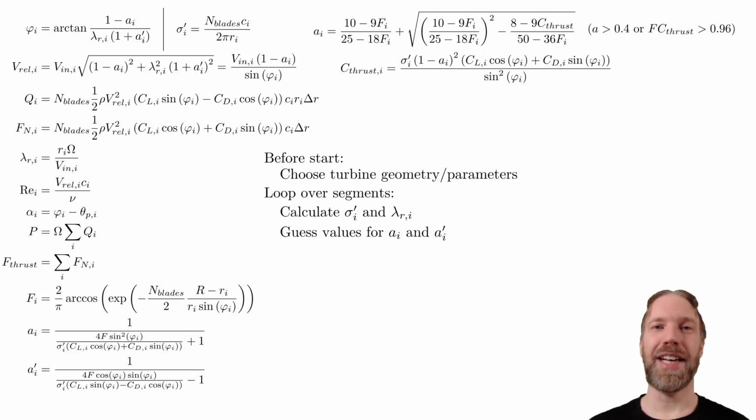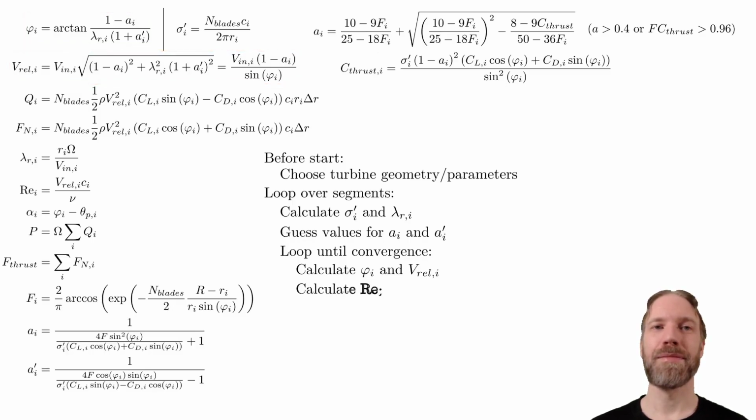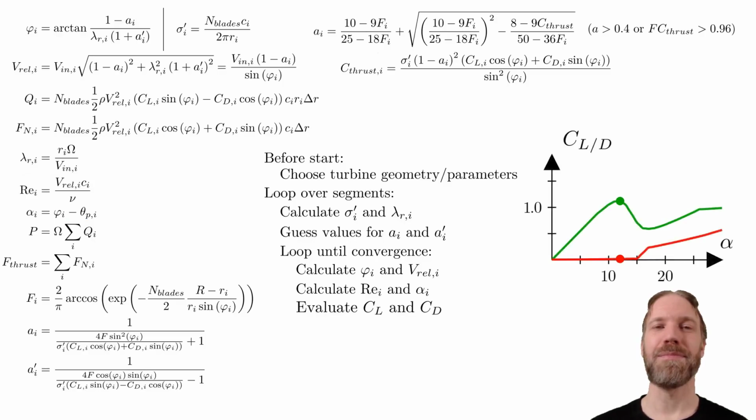Now we are going to iterate to a solution for the induction factors. Start by calculating the angle of relative wind and the relative wind speed. Now we can calculate the Reynolds number and the angle of attack. These will be used to determine the lift and drag coefficients. The easiest way is to use experimental data for these coefficients. This is how I did it earlier in the lecture for a single airfoil.